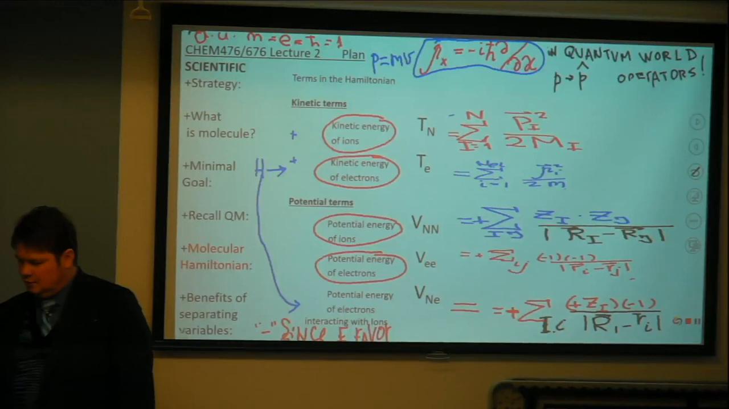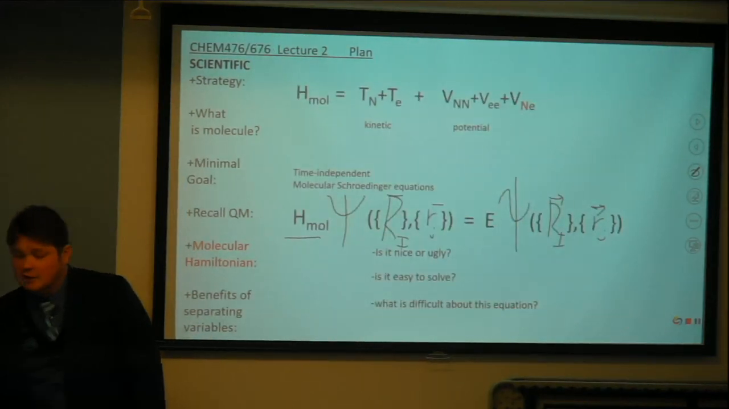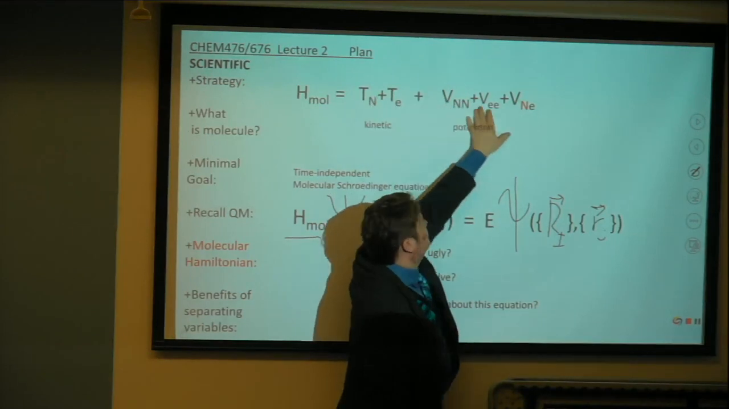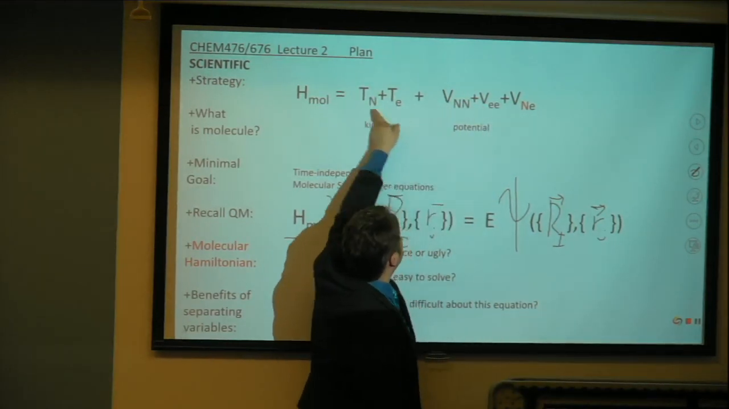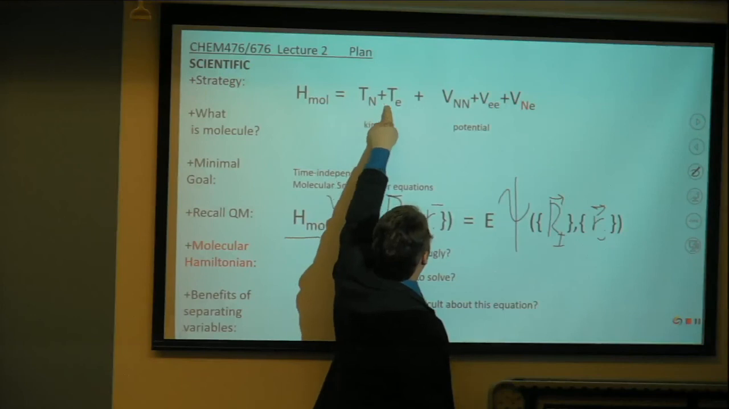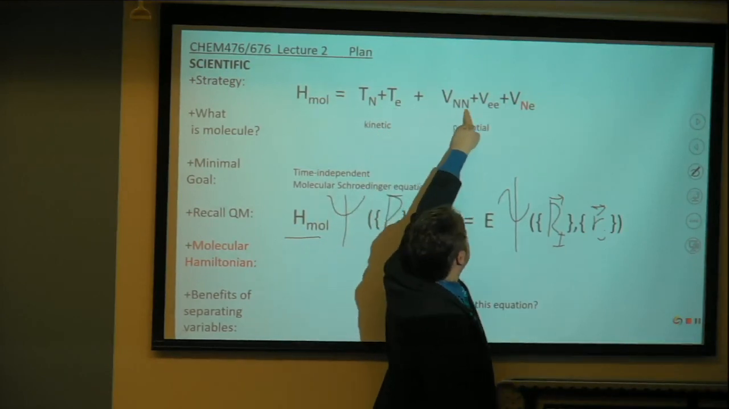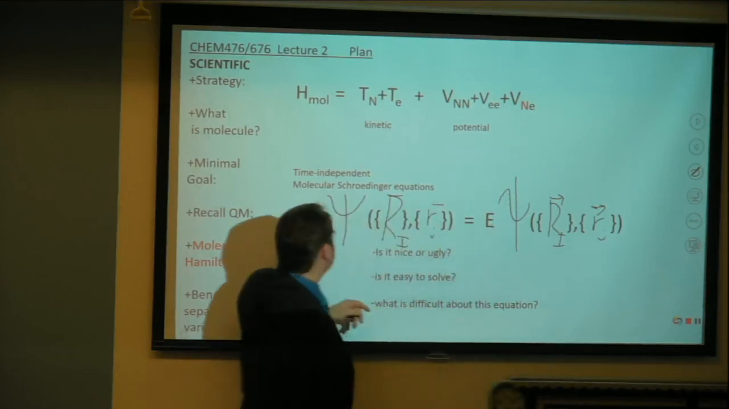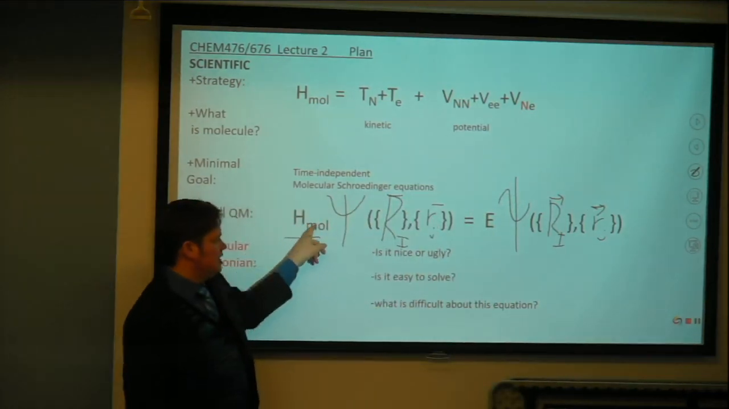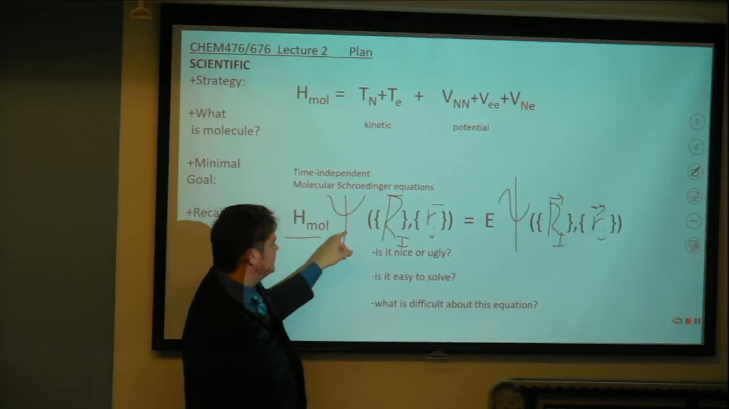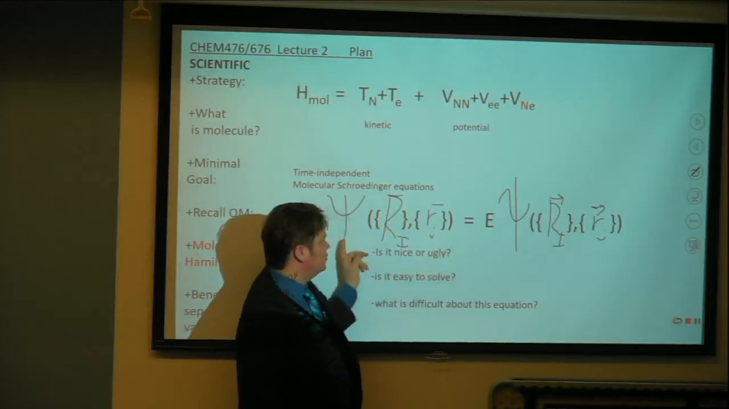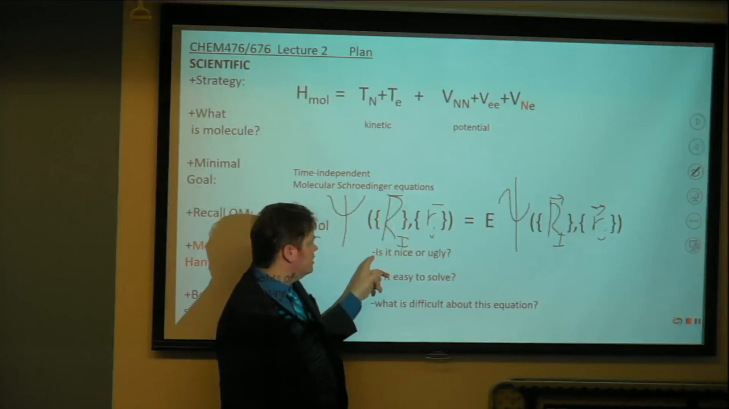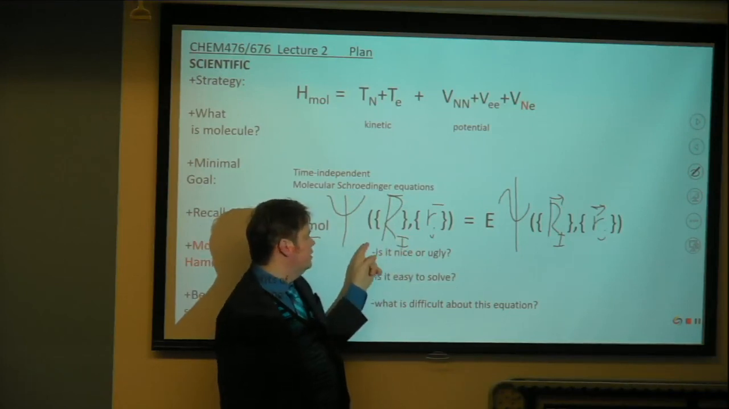So this molecular Hamiltonian of 2 kinetic and 3 potential groups: kinetic nuclear, kinetic electronic, potential nuclear to nuclear, potential electron to electron, potential nuclear to electron, are plugged into the time-independent differential equation, and one solves for the molecular wave function and total energy. We will discuss this equation again and again.